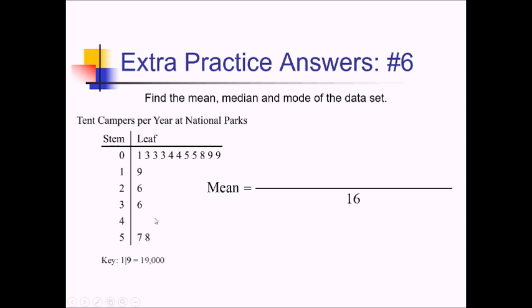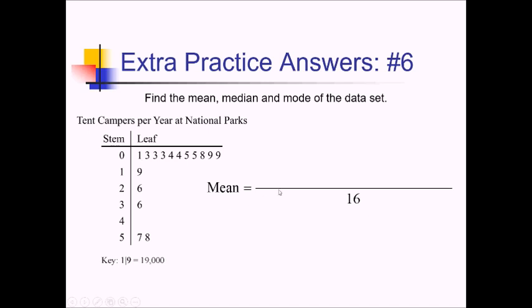Well, we have to be careful reading this. When you're reading these out, this first stem here, we have a 0 followed by a 1. So you might be thinking, well, this represents 1. However, you got to be careful. If you look at the key, everything actually needs to get multiplied by 1,000.